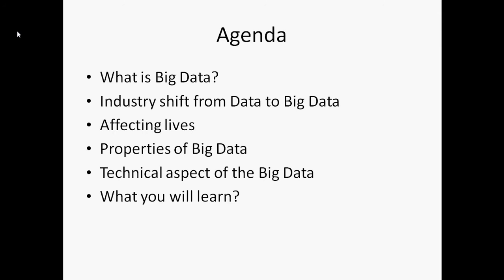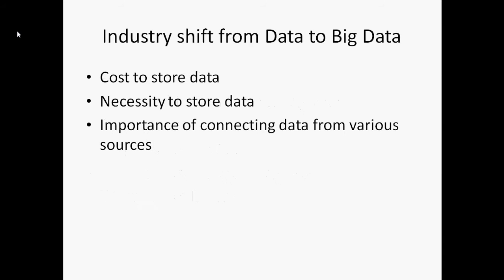So what do you mean by big data? Big data, as its name itself suggests, is something related to data, right? There are a few parameters that are making this shift from a concept called data to big data. We'll try to understand those concepts. The first factor for this shift is cost. When I say cost, it is the cost related to storing the data.